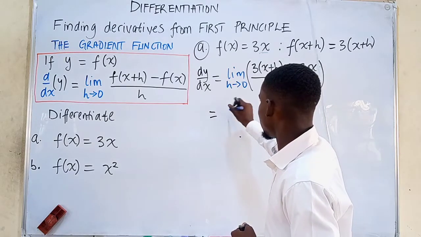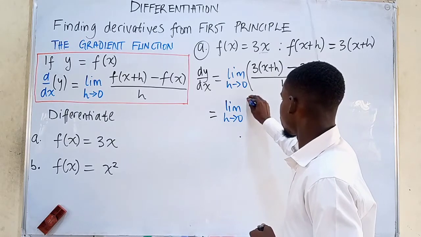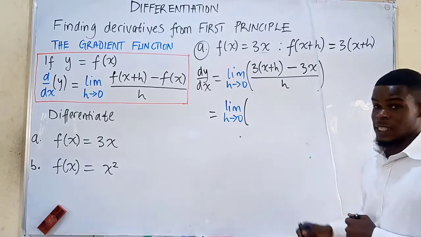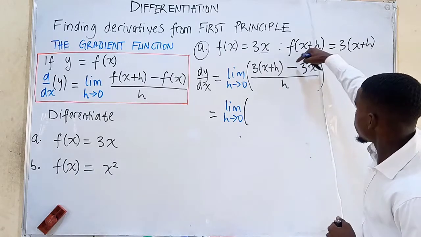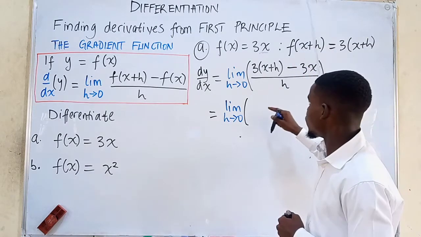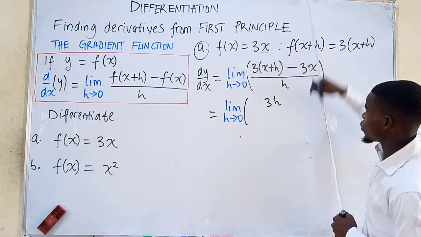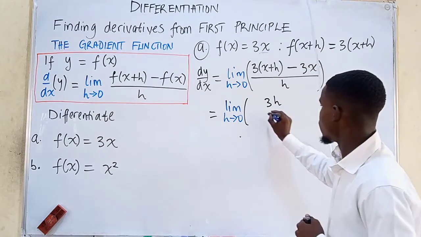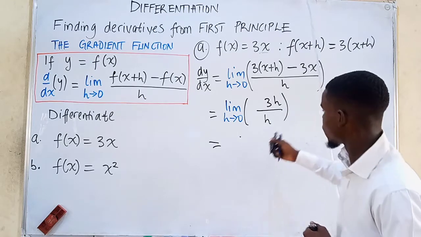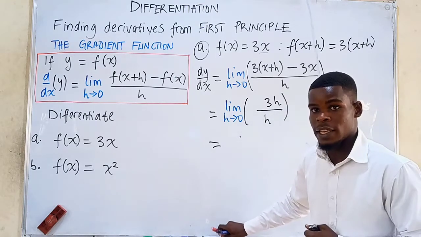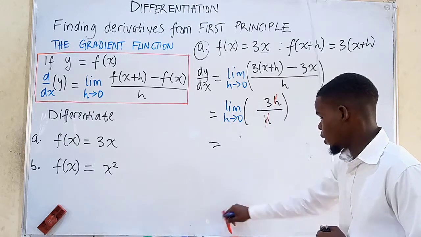Remember to put down the limiting notation. The limit as h tends to 0 of, well, we can open up that bracket. 3 times x is 3x. 3x minus 3x is going to be 0. Then 3 times h. So we simplify the numerator and we are left with 3 times h. Then we divide that by h. Good. Since we have 3h divided by h, the h's cancel and we are just left with 3.